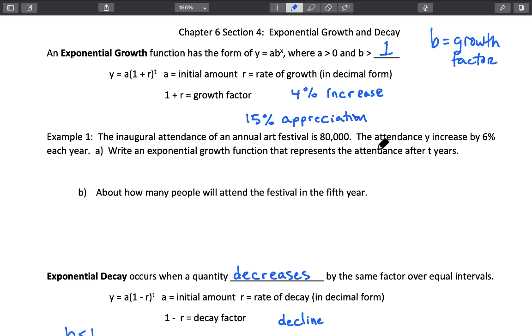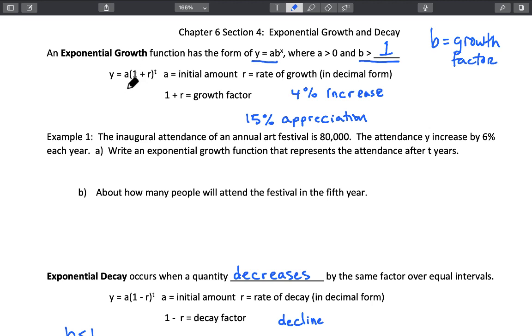Unit 6, Section 4. Today we're taking a look at exponential growth and decay, which are some of my favorite topics in mathematics because they pertain to how we can grow our money and become wealthier individuals. An exponential growth function, remember, takes on this form of y equals a times b to the x. We said a was our initial amount and b was our growth factor. Well, growth is going to occur when b is greater than 1. Anytime we multiply a number by something larger than 1, it's going to increase.